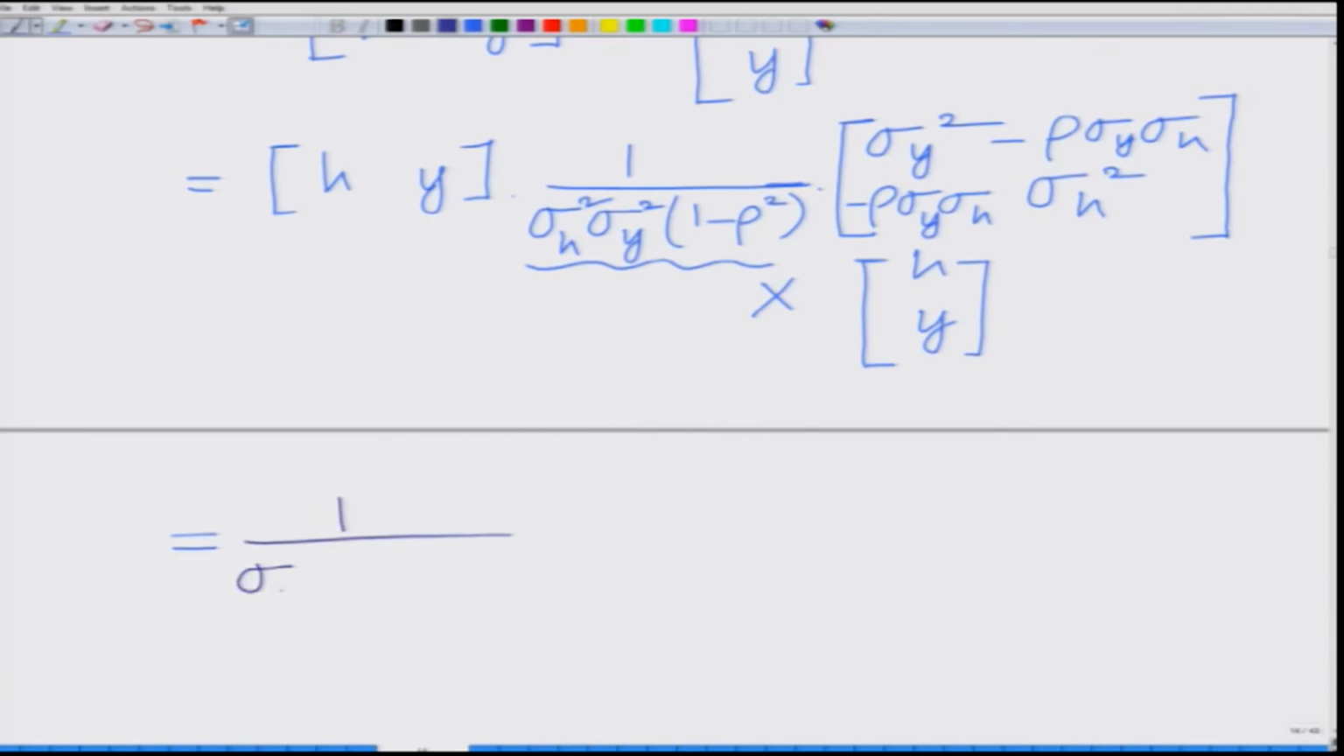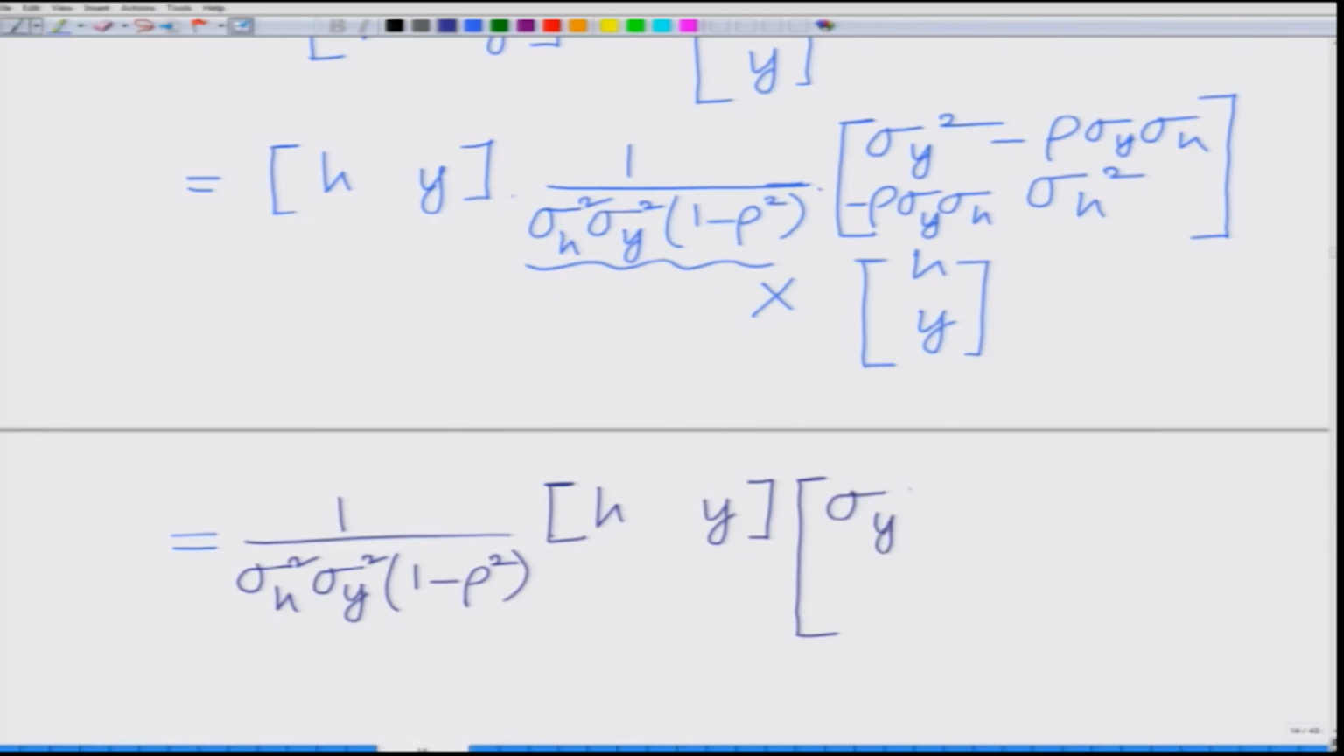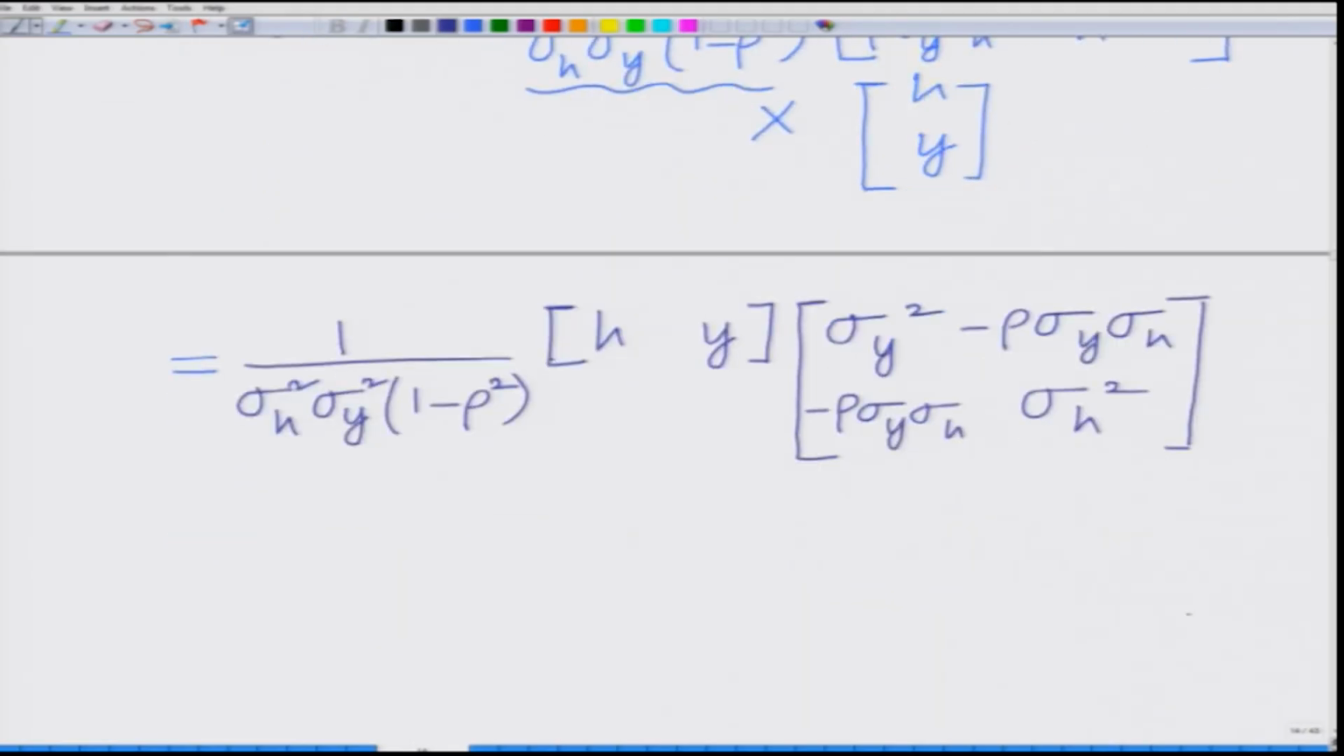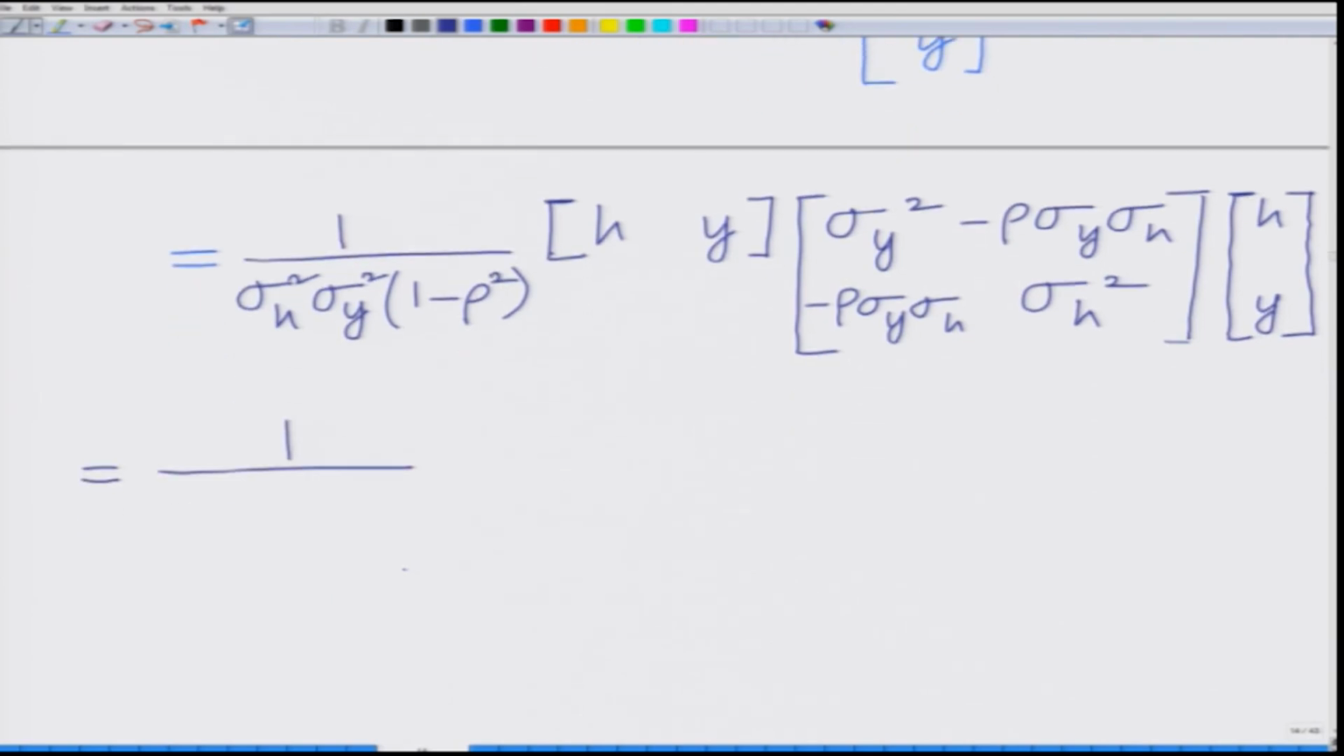So, this is 1 over sigma h square sigma y square into 1 over 1 minus rho square, into the row vector h y, times this matrix, which is sigma y square, sigma h square, minus rho sigma y sigma h, minus rho sigma y sigma h, times the column vector h y.